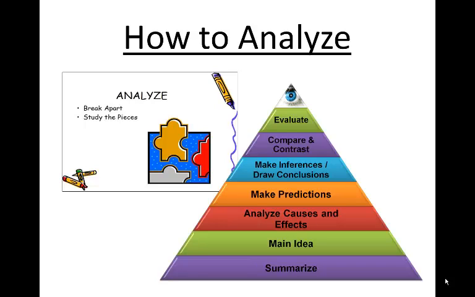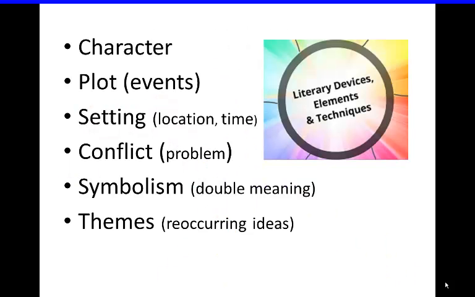How to analyze a literary text? You begin by breaking apart the different elements and studying each piece. The different elements of literary analysis include character, plot, setting, conflict, symbolism, theme, and other literary devices. Characters are imagined people. The author shows you what they are like through their actions, speech, thoughts, attitudes, and background.